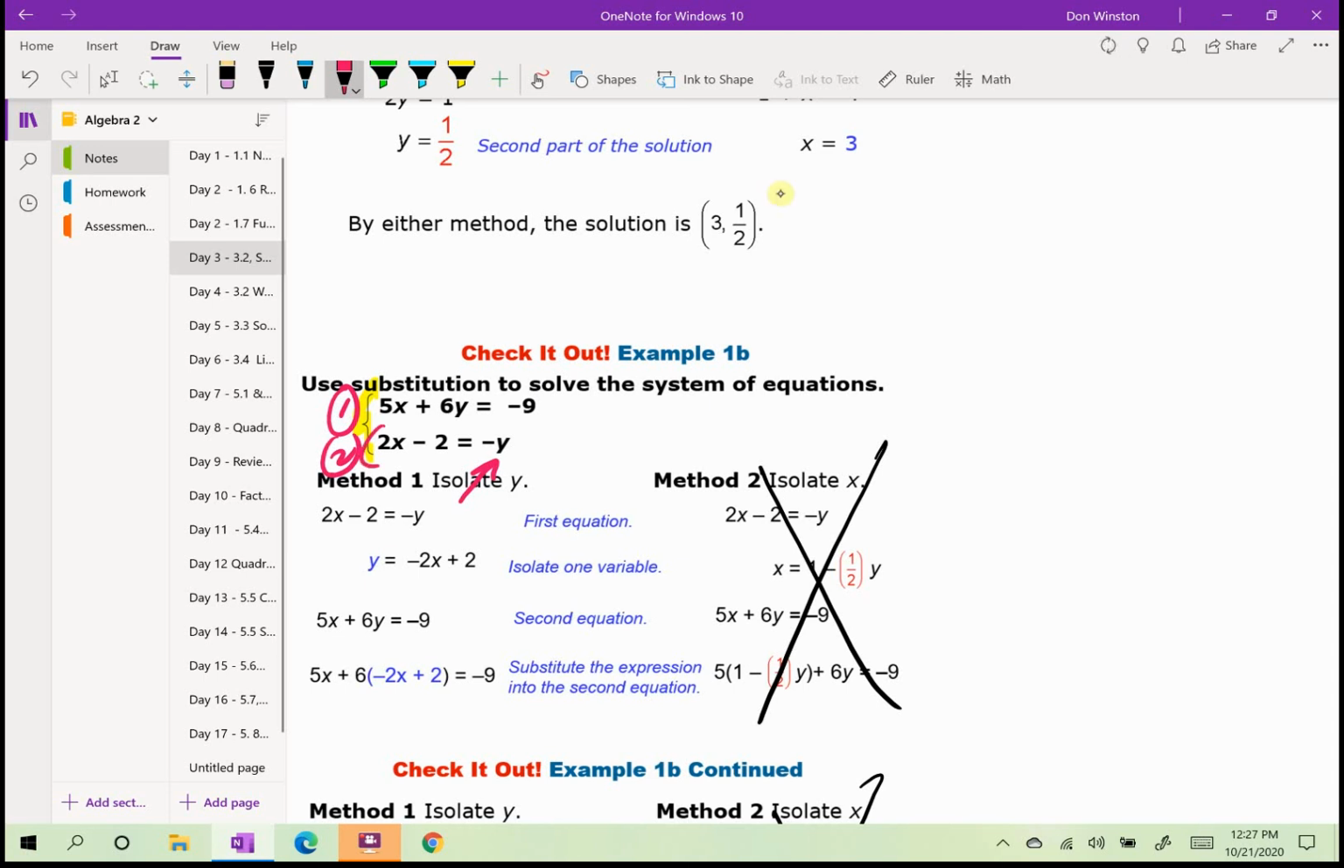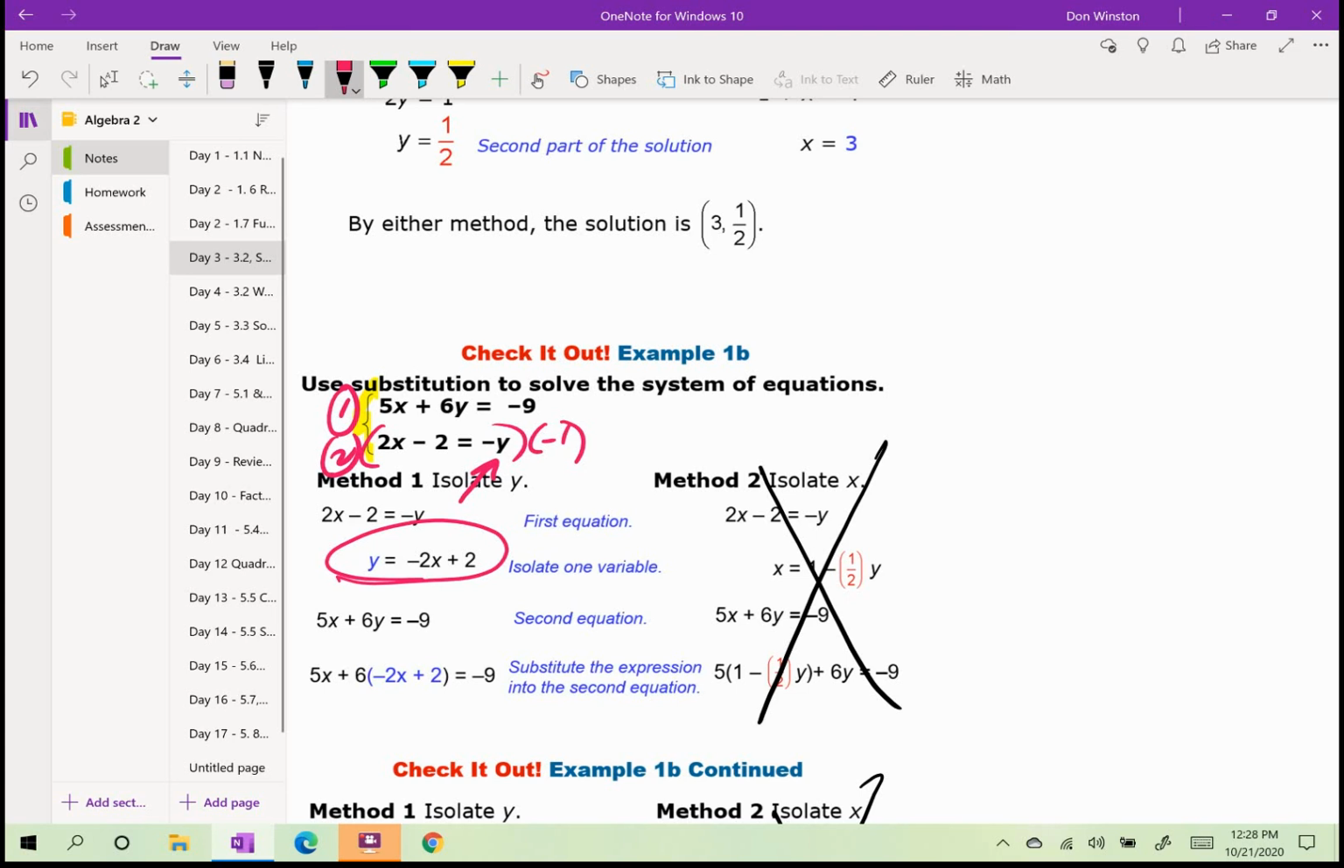Well, I can multiply the entire equation by a negative 1. Negative 1 times 2x gives me negative 2x. Negative 2 times a negative 1 gives me a positive 2. And a negative y times a negative 1 gives me a positive y. Okay? So when I multiply the entire equation 2 by negative 1, I get y is equal to negative 2x plus 2. So we found the expression for y.